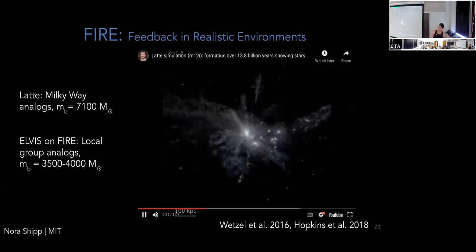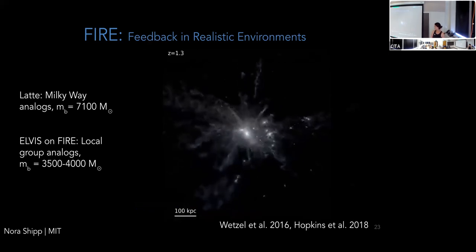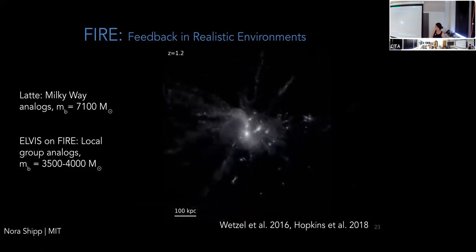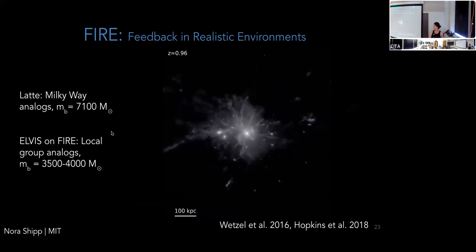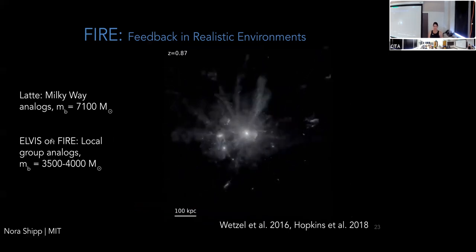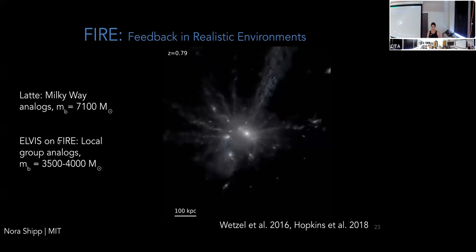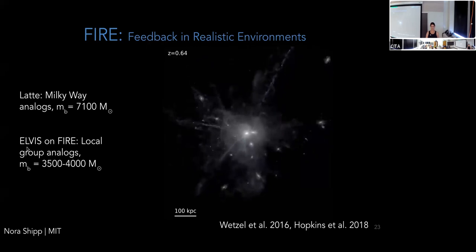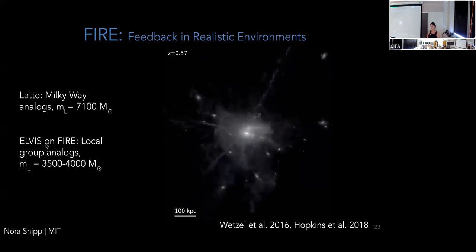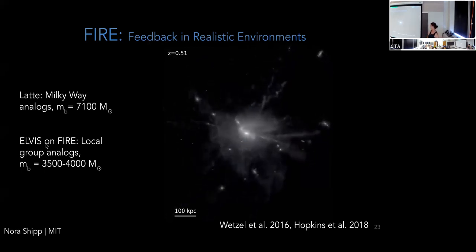So FIRE simulations is a set of fully cosmological hydrodynamic simulations. Here's a nice movie of one of the Milky Way analogs in FIRE. In particular, I'm interested in the Latte and ELVIS on FIRE suite of simulations. Latte is zoom-ins of Milky Way analogs, and ELVIS on FIRE is zoom-ins of Local Group analogs, so they have Milky Way-Andromeda pairs.